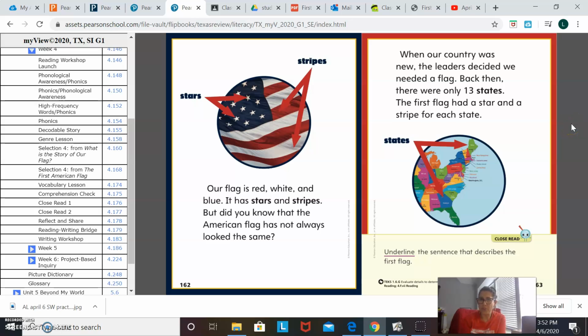When our country was new, the leaders decided we needed a flag. Back then there were only 13 states. The first flag had a star and a stripe for each state. So back here it tells us the American flag didn't always look the same. It didn't always look like what we know our flag to be today. Back then it only had one star, and there were only 13 states. So it had the 13 stripes for the states.